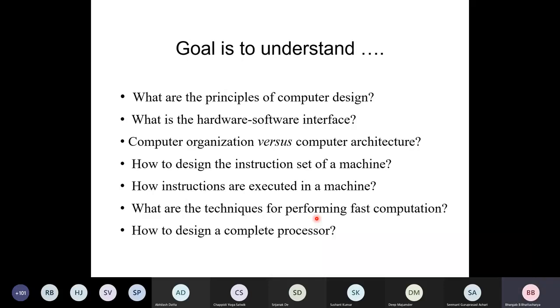In the next few slides, I will show the complexity of modern machines. Then you will realize what a gigantic task it is to build a complete processor, which you encounter nowadays. So in this course, we are going to address these questions and see how they can be answered.